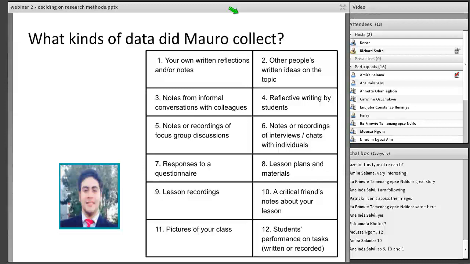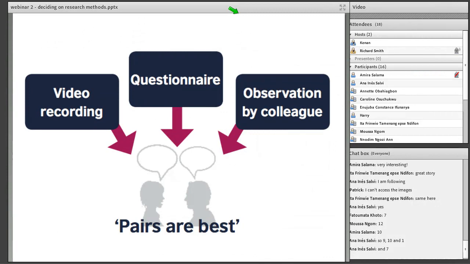So 9, 10, and 1, basically recording, observation, his own notes, and a questionnaire to know what students were thinking. That was his main way. Number 7, his main way to find out what they thought about it. So he did several things to observe the behaviour, and he did one main thing, which is the questionnaire, to find out what students felt or thought.